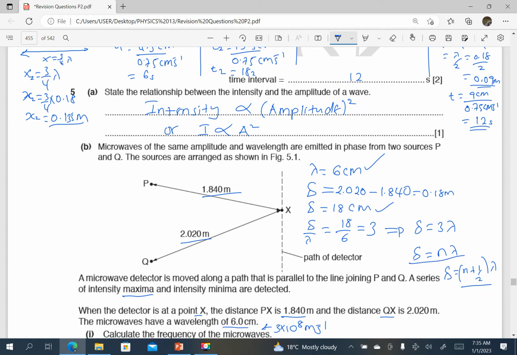So since the path difference is a whole number times lambda, there must be constructive interference at X. Constructive interference means an intensity maximum. You could also find the phase difference. Lambda, the wavelength, corresponds to 360 degrees because that's one complete cycle. So just say 360 times 3. That is 1080. So the phase difference, phi, is 1080 degrees. These are 3 cycles.